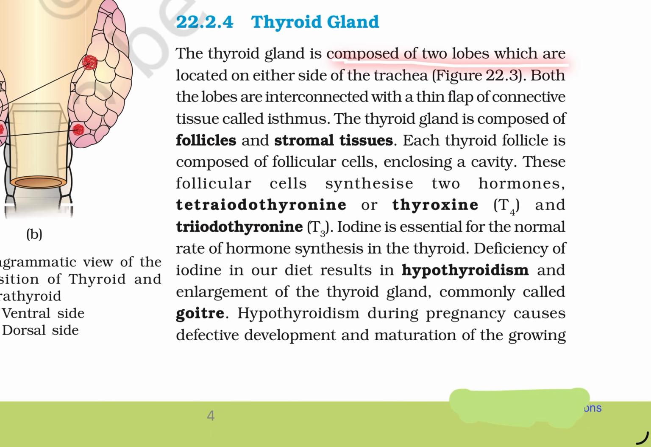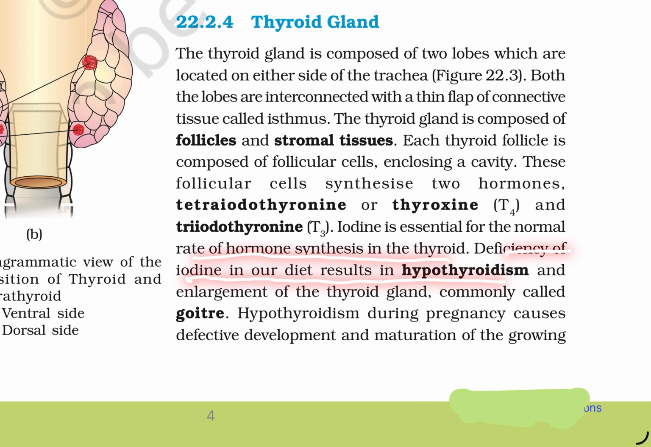The thyroid gland. The thyroid gland is composed of two lobes which are located on either side of the trachea. Both lobes are interconnected with a thin flap of connective tissue called the isthmus. The thyroid gland is composed of follicles and stromal tissues. Each thyroid follicle is composed of follicular cells enclosing a cavity. These follicular cells synthesize two hormones, tetraiodothyronine or thyroxine, that is T4, and triiodothyronine, T3. Iodine is essential for the normal rate of hormone synthesis in the thyroid.